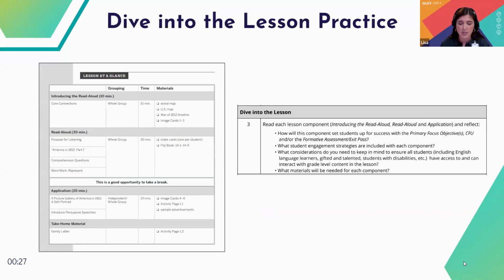So moving into diving into the lesson, this is the second component, and a good place to start with this is by utilizing the lesson at a glance page in the teacher's guide, as it will give you the components that make up the lesson. These can vary from lesson to lesson, but it's a good place to start when thinking about which components may need additional engagement strategies noted.